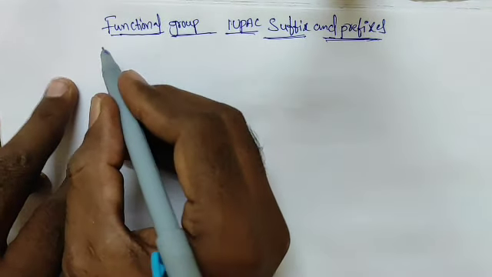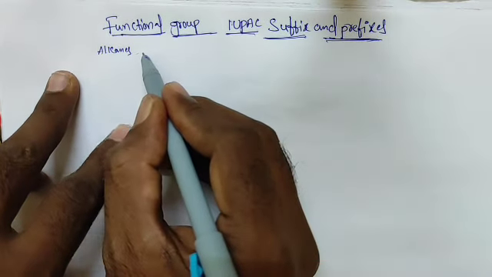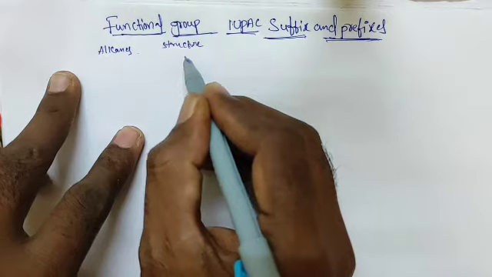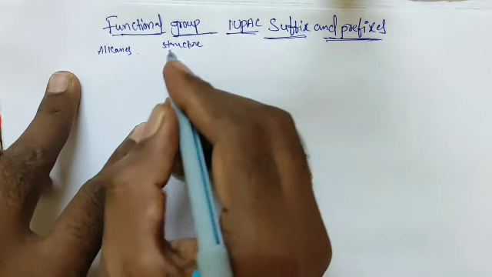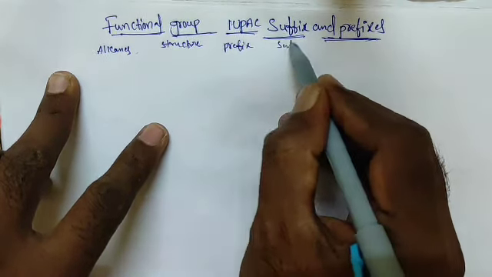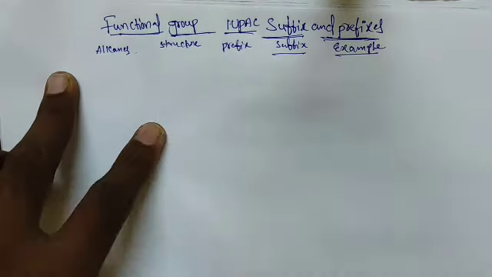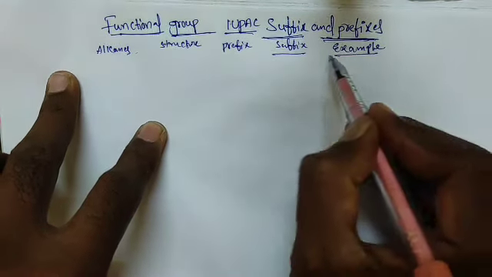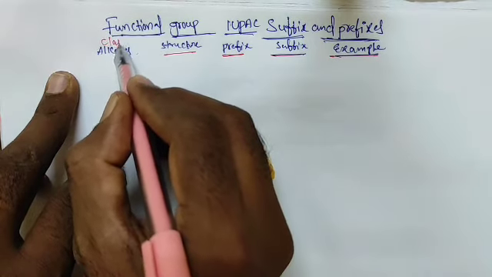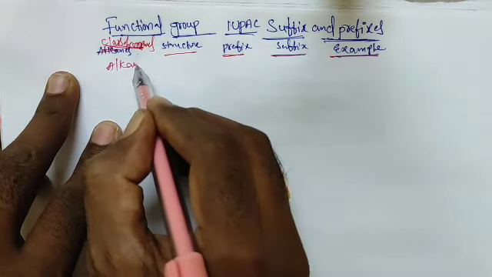For example, the first one is alkane. Alkanes are a class of compound. We will note the structure, prefix, suffix and example for each class of compound. So I am taking alkane.